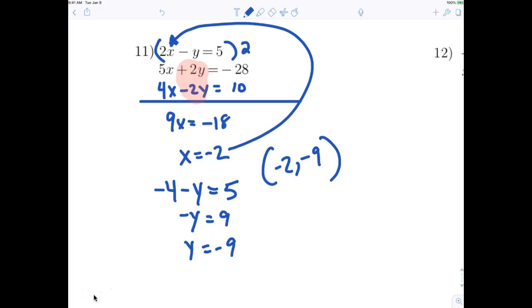So x is negative 2. Could you multiply everything by negative 2? No. Listen to what I'm telling you. Right here. Pay attention. What does x equal? X equals negative 2. That means wherever I see an x, I put negative 2. That literally means 2 times negative 2. And 2 times negative 2 is negative 4. That's what I did.